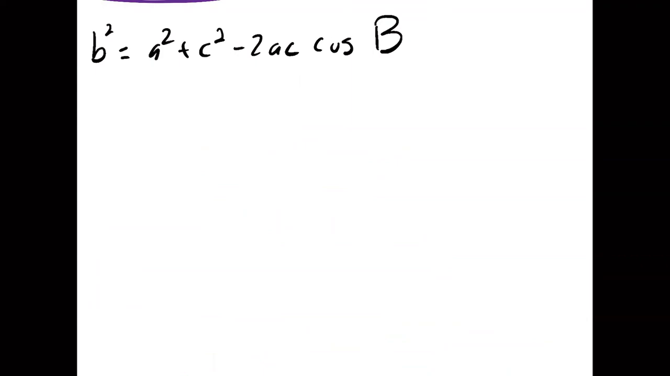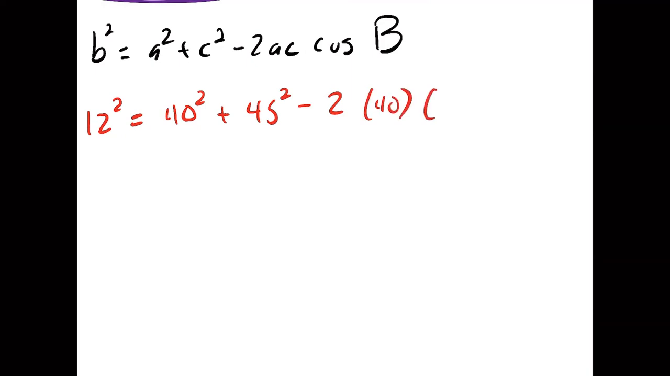And let me fill in what we do know. So we know B is 12, A is 40, and C is 45. So then we're going to get A times C, which is 40 times 45 times cosine of B here. Again, we're just trying to solve for this B. So let's go ahead and do that. Subtract this from both sides.